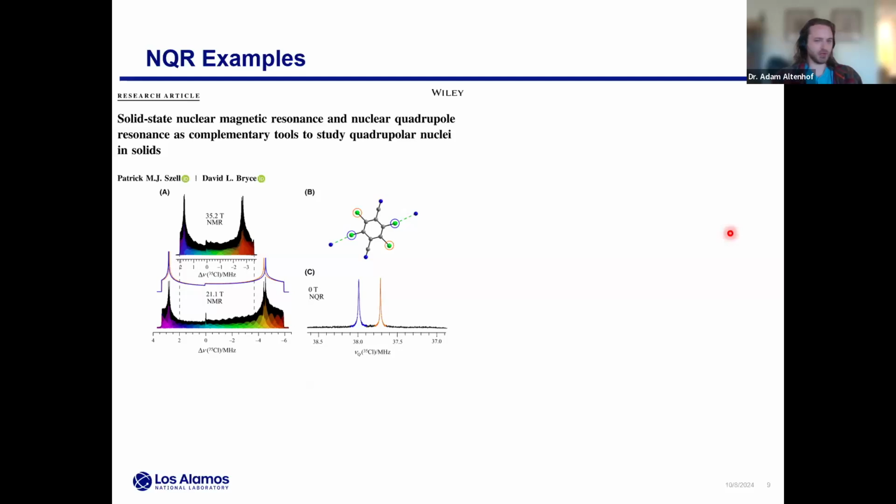Before getting more into this, I also want to reference some really good examples and review articles. David Bryce and Pat Zell have this really excellent review article. Bryce has been doing excellent NQR work for more than 20 years now, I believe. And here is a great example showing he has 2 inequivalent chlorine sites in this compound. Here he has the high field solid state NMR for chlorine.